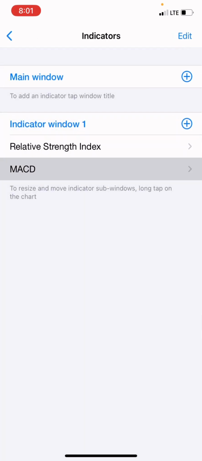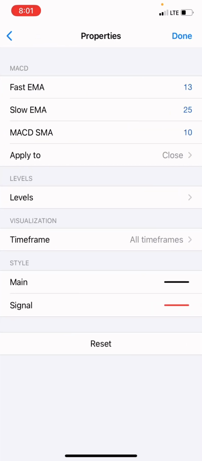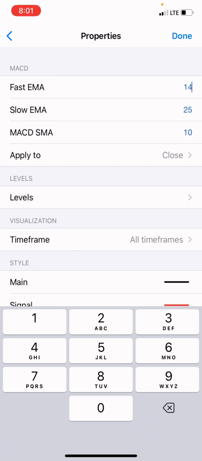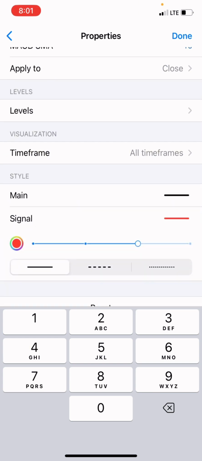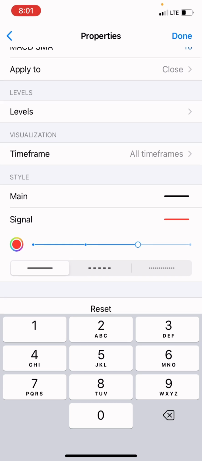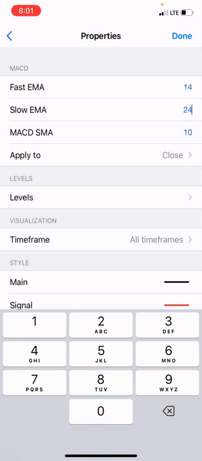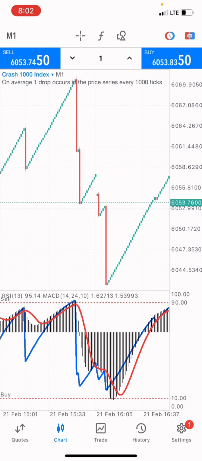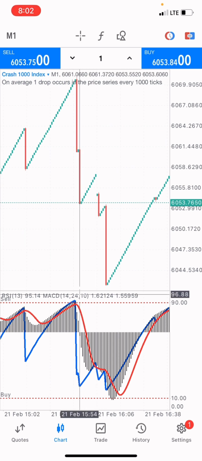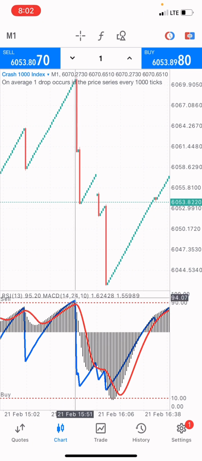Then for the MACD, you put the fast EMA on 14, the slow EMA on 24, while the MACD SMA you leave on 10. Then for the main signal, you put the color on black with 3 pixels. The signal is going to be 3 pixels as well, with the red color and the straight line pattern. Then you click on done. Now this is the indicator setup which we are using for this strategy, and you can see how accurate it is.